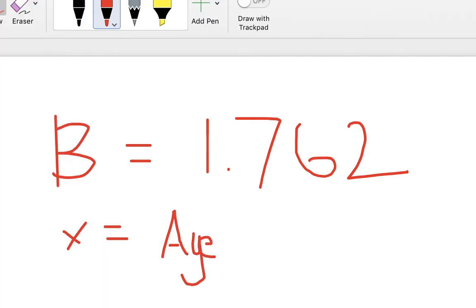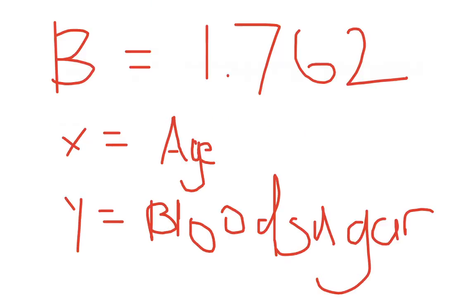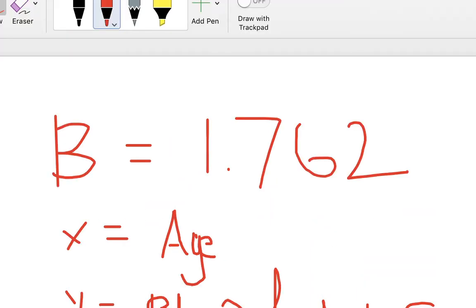Our x value is age, and our y value is equal to our outcome value, which is blood sugar. Sorry that this is so terrible, but I had to redo this, and my iPad's now dead. So basically, what we're doing is looking at the relationship of age on blood sugar. That's what this is here.